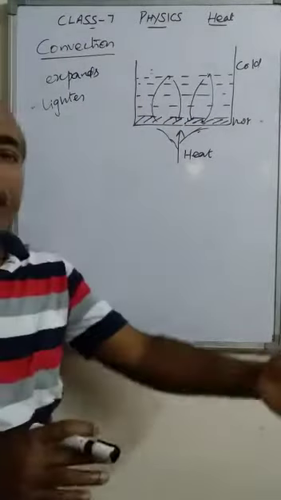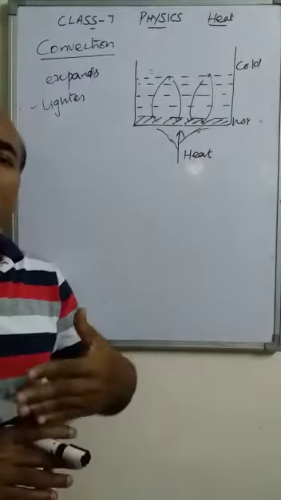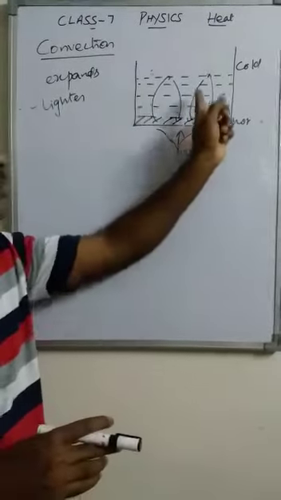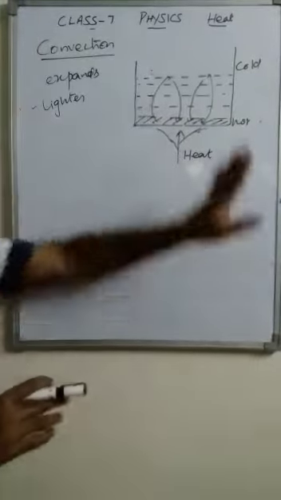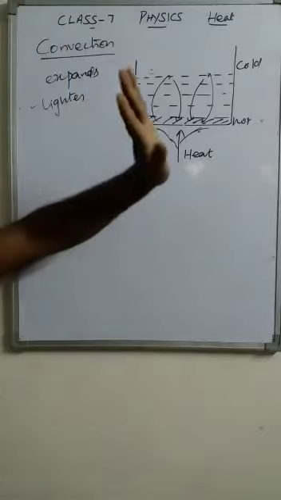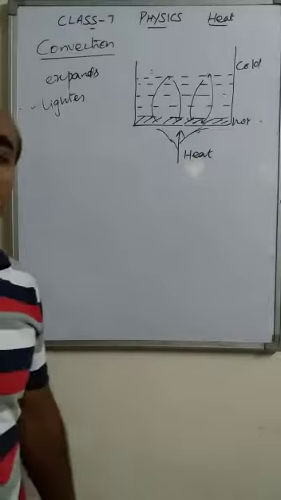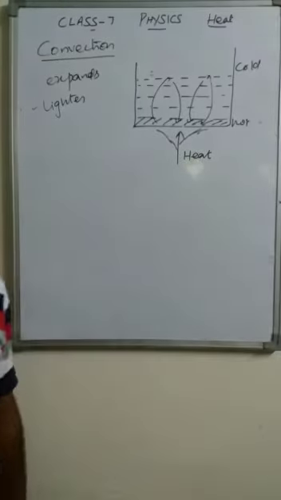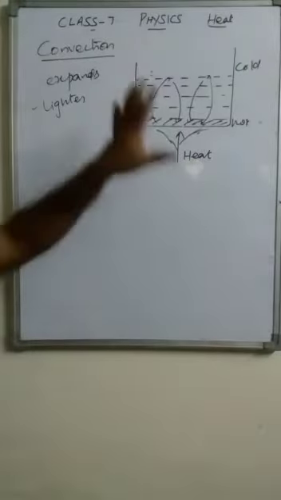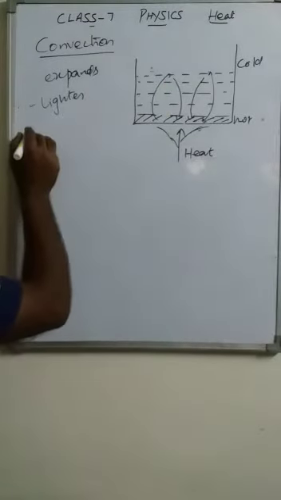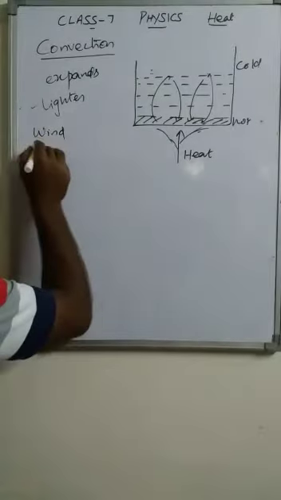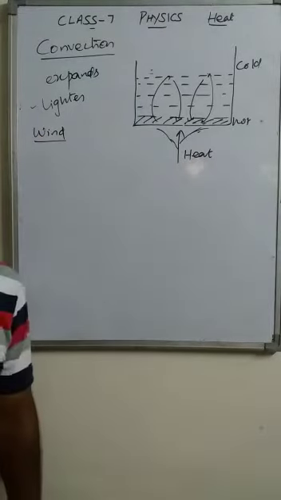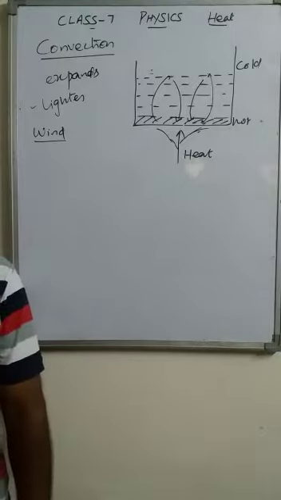So once again I define it. The phenomenon in which heat is transferred from hot to cold through a material by the actual movement of particles is known as convection. This convection process also takes place in our daily life, because the wind is also produced by the process of convection. Production of wind is also by the process of convection.